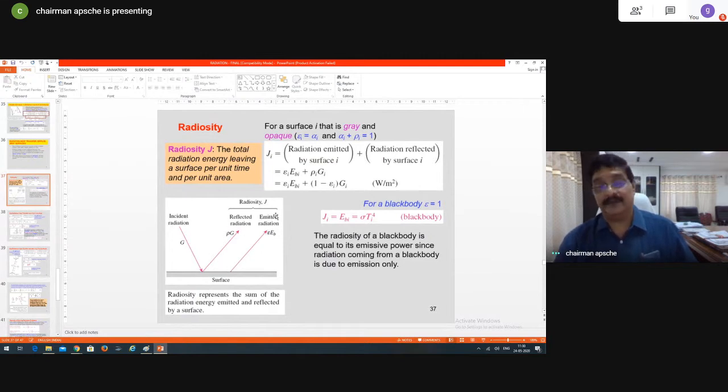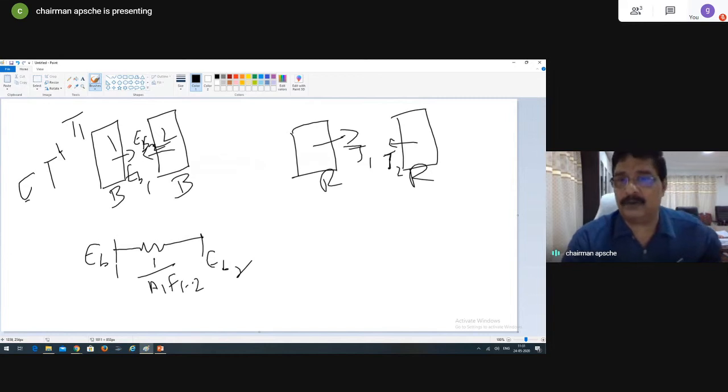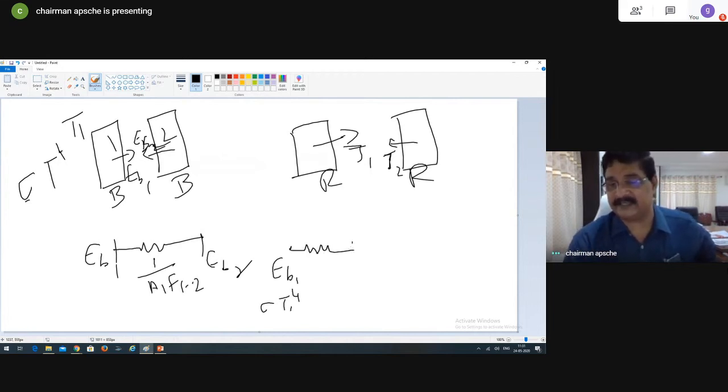Only EB comes out. If it is a real surface, rho G comes out and epsilon EB comes out. So what comes out of a real surface is different from what comes out of a black body. For a real surface, J1 and J2 come out, whereas for a black body, only EB1 and EB2 come out. Had it been a black body, it would have emitted EB1. What is EB1? Sigma T1 power 4. That would have been emitted, but it's not a black body and therefore it has a surface resistance.